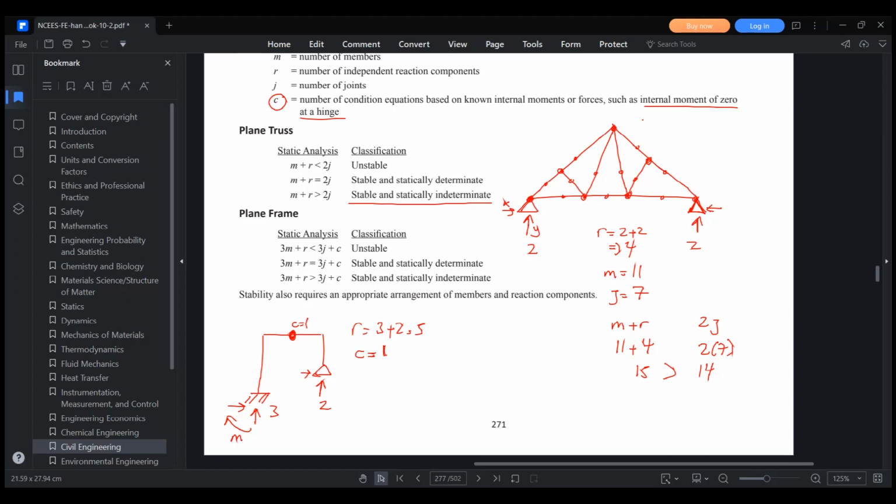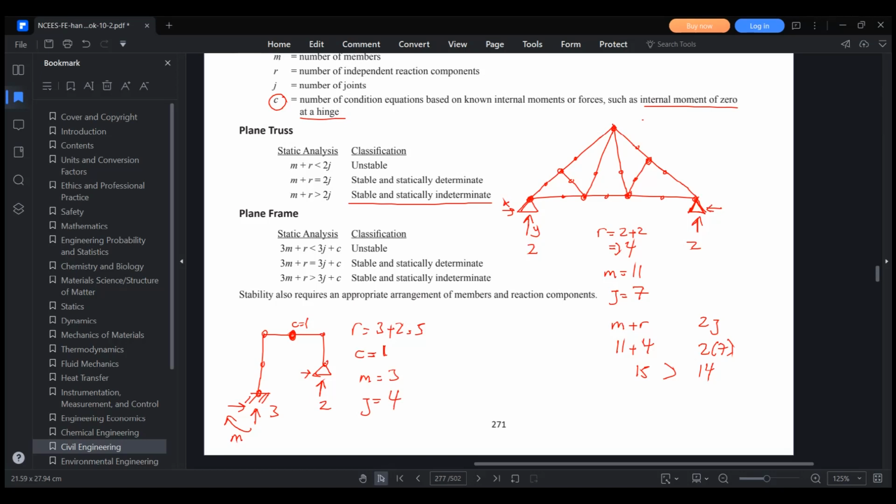Okay, so when you count the number of members, you're going to count 1, 2, 3. So you're not going to split this member because of having a hinge. So that's the confusion. Generally, don't do it. And joints, for example, again, we have 1, 2, 3, 4 joints. So you're not going to count the hinge again. So you're just ignoring that.